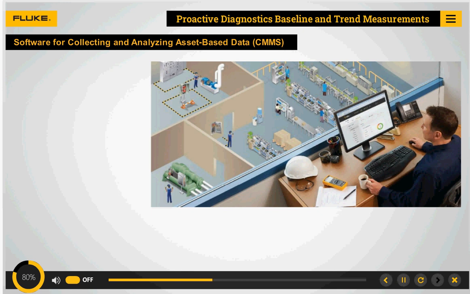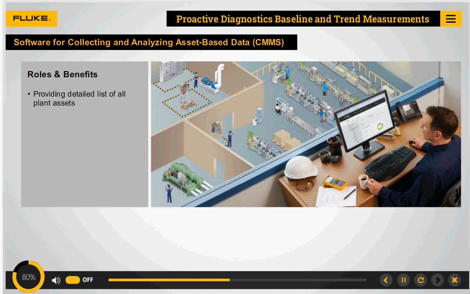CMMS software plays a key role in asset-based data collection and analysis. People use it to provide a detailed list of all plant assets including electrical, process, mechanical, thermal, and oil analysis. Keep assets functioning, including ensuring equipment availability, boosting production, driving product quality and extending the asset life cycle.